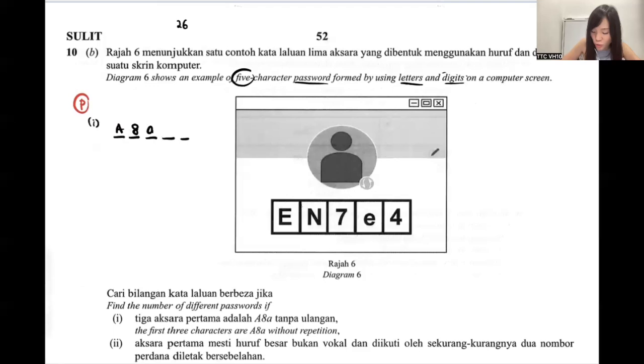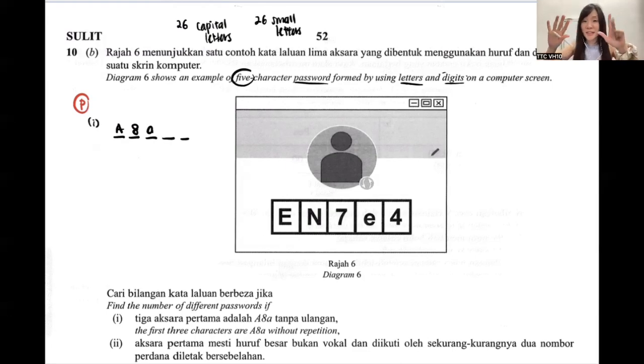Therefore, actually I got 26 capital letters. I also have 26 small letters. Then how about digits? Digits we got what? 1, 2, 3, 4, 5, 6, 7, 8, 9, 0. So we have 10 digits. So we have quite a lot of choices. So in total, we have 26 plus 26 plus 10. Okay, we have 62 choices.